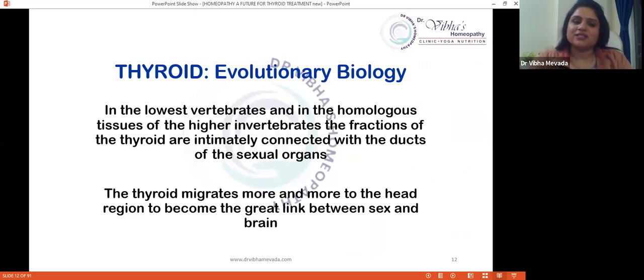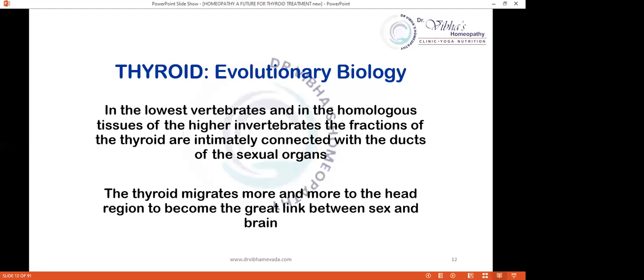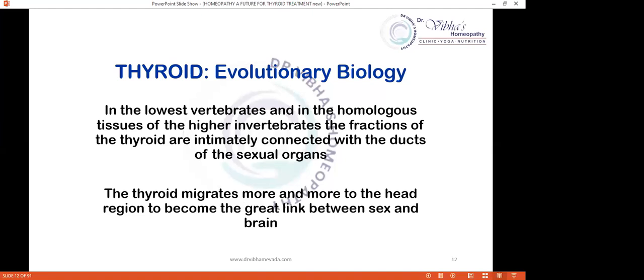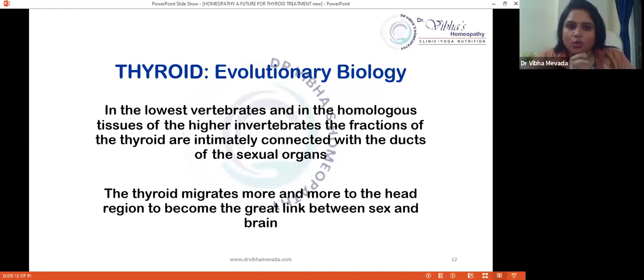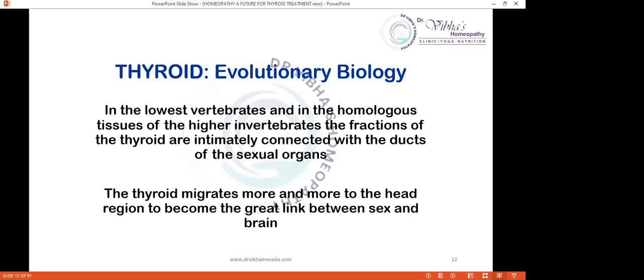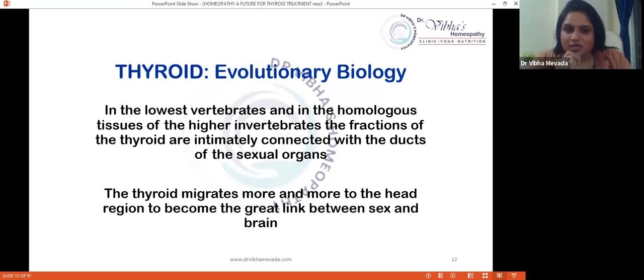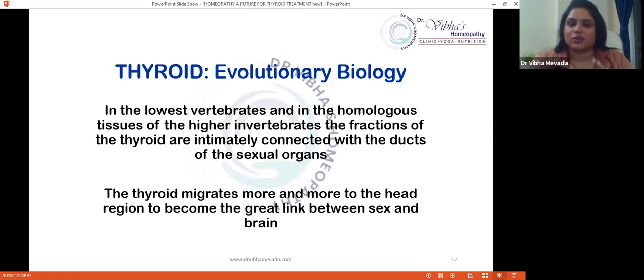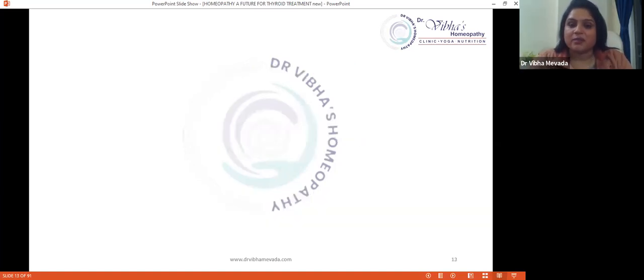So when we see how important this gland is and how important its contribution to human life is, we should understand the evolutionary biology also. In the lowest vertebrates and in the homologous tissues of the higher invertebrates, the fractions of the thyroid are intimately connected with the ducts of the sexual organs also. That's why it plays a great link between sex and brain also. Right? Another major part.